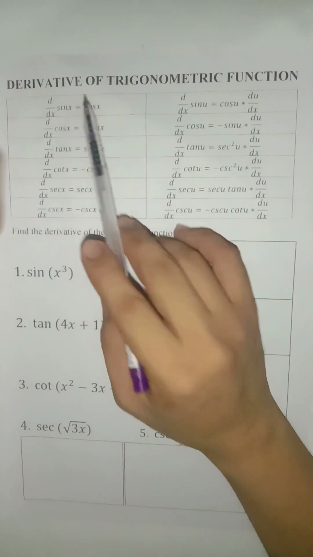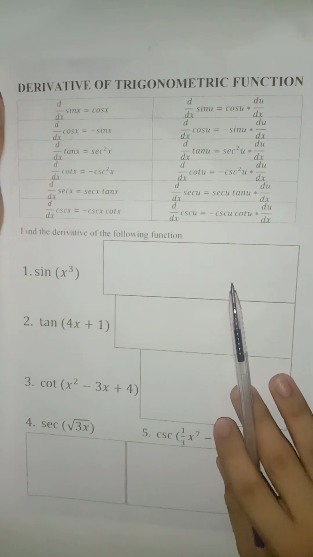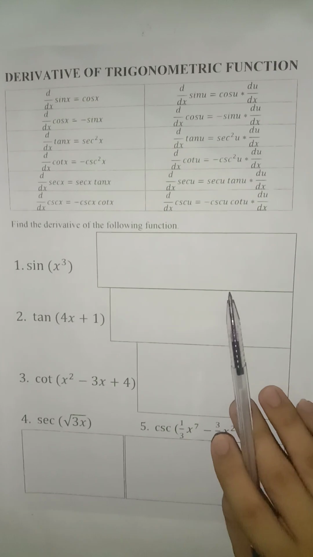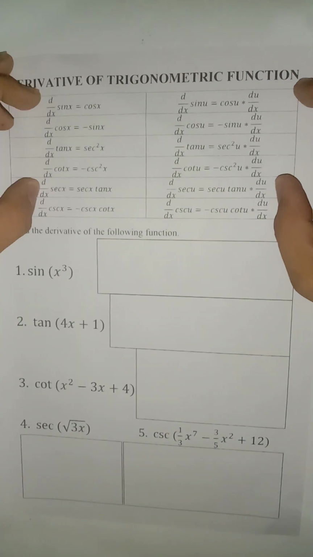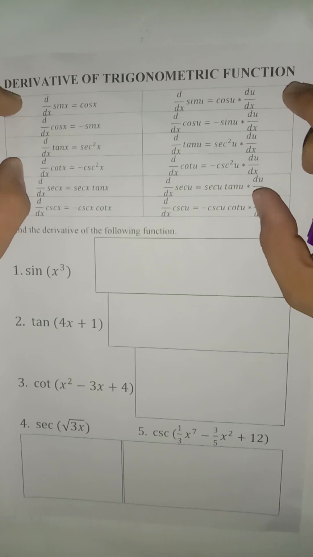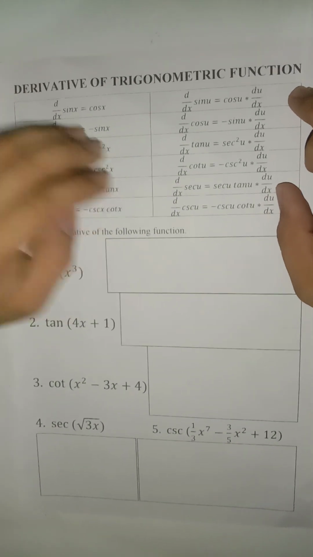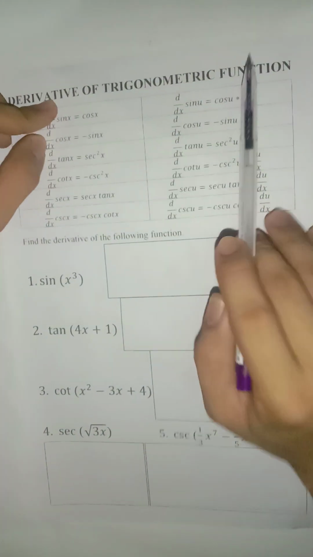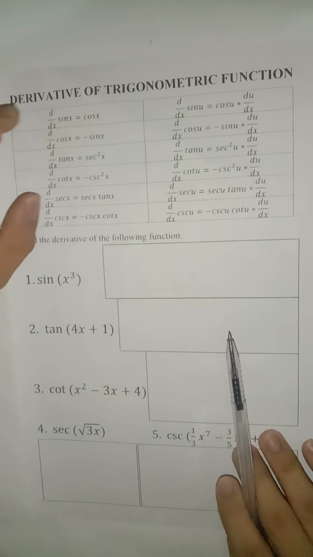Ngayon naman, we will talk about getting the derivative of your trigonometric function. So before we proceed to your derivative of your function, itong nasa table na to are essential, kasi ito yung gagamitin nating formula kumbaga to solve for the derivative of your trigonometric function. So itong nasa left table po, ito yung mga basic.